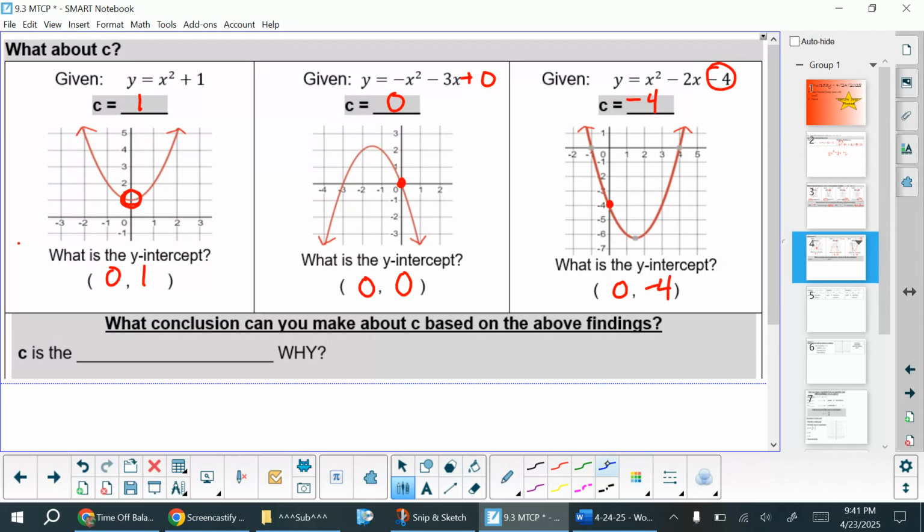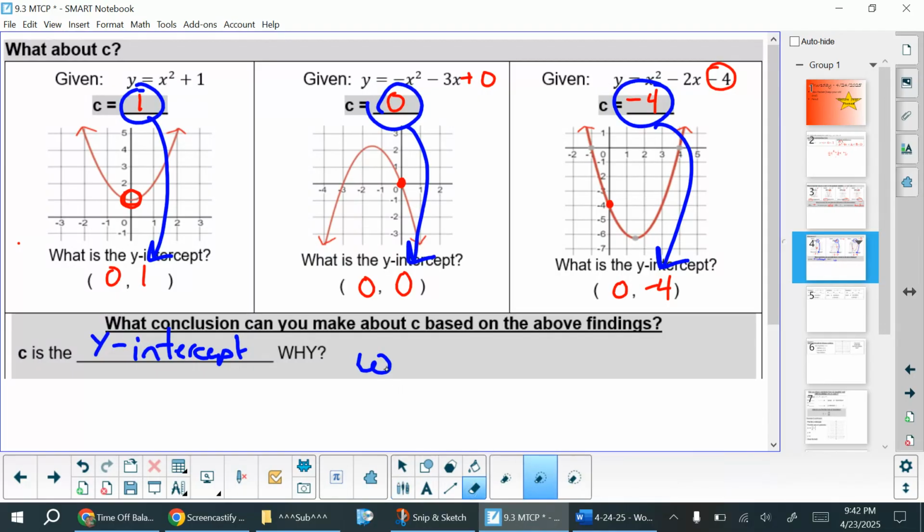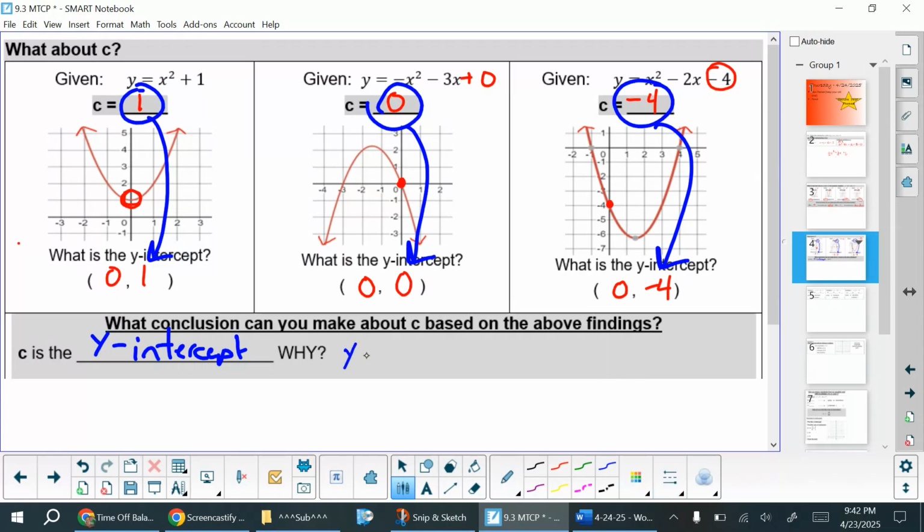And I want you to make a little connection here. The C value is always the y-intercept. So C is the y-intercept of our graph. And the reason for that is, let me word that a little bit differently, the y-intercept of our graph occurs when x is 0.